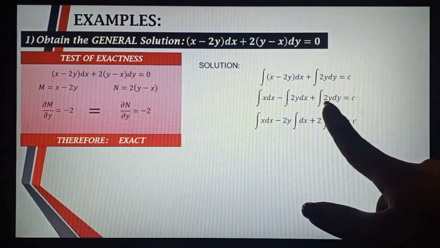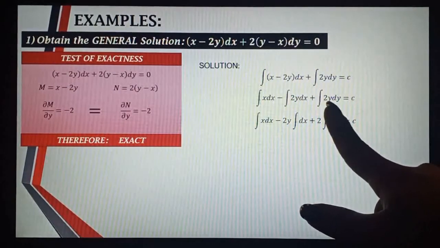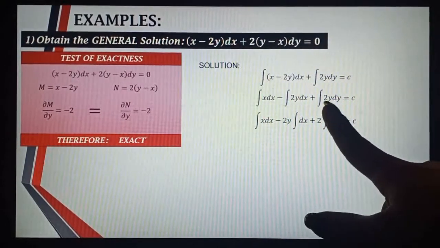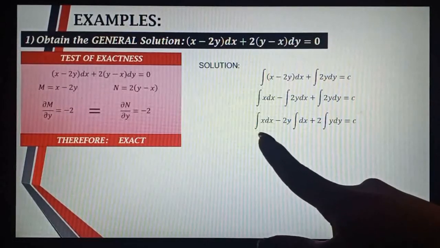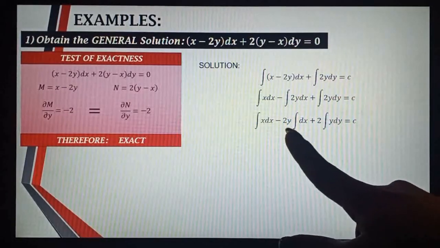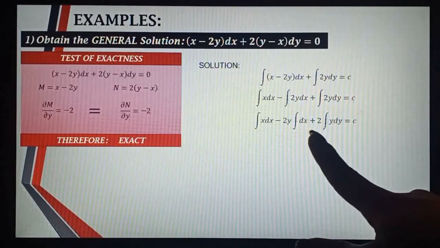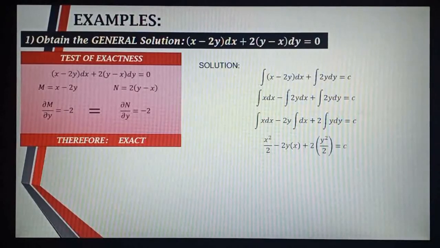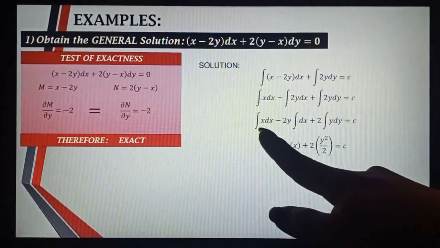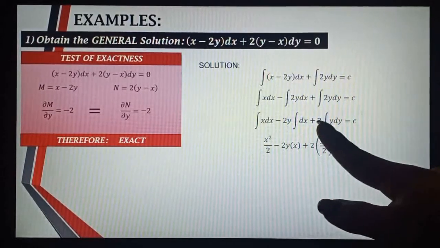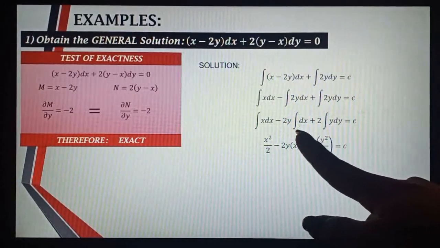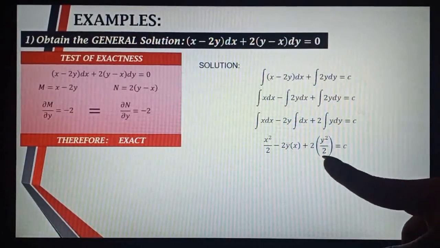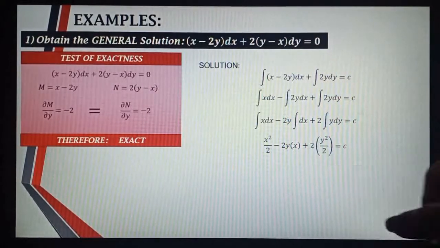Then sa third term, hindi mo pwedeng ilabas si y kasi naka-dy na siya. So, considered as variable na siya. So, ang ilalabas mo na lang ay si 2. So, you will have the integral of x dx minus 2y integral of dx plus 2 integral of y dy equated to 0. Then the solution will be, this is equivalent to x squared over 2. Then this integral of dx is equivalent to x multiplied to 2y. Then y dy is equivalent to y squared over 2 multiplied to the constant 2 then equated to 0.